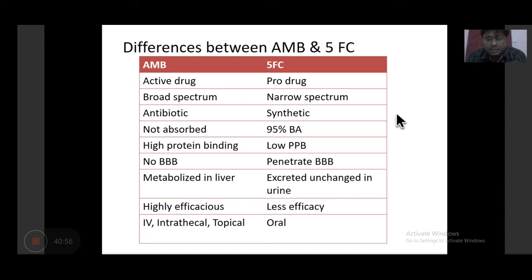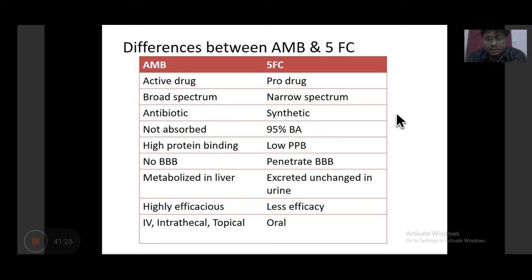Amphotericin B is an antibiotic that is obtained from microbes, while flucytosine is synthesized in the lab, synthetic. Amphotericin doesn't absorb, it never absorbs. So 95% bioavailability is seen with flucytosine. So we give amphotericin by parenteral route or intrathecal route in treatment of cryptococcal meningitis, and along with that we give some oral 5-flucytosine, which will reduce the toxicity and duration of treatment.